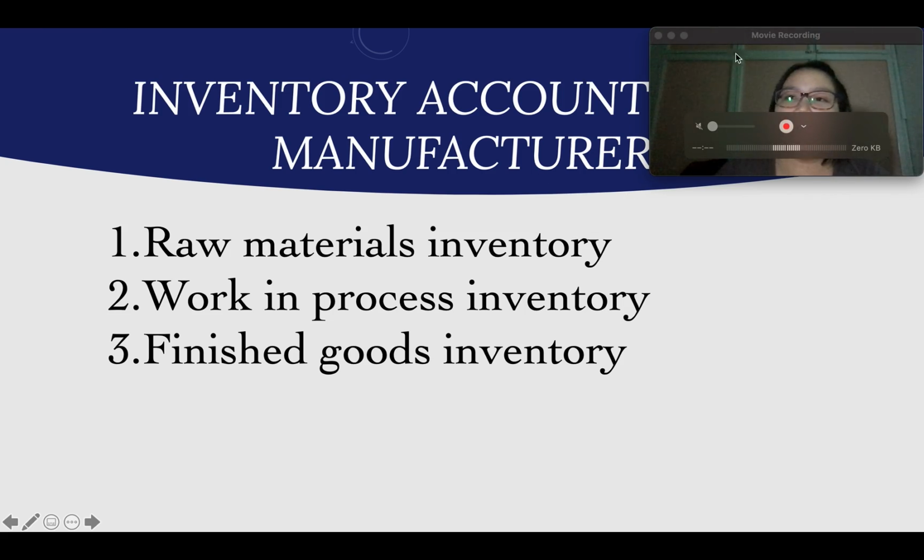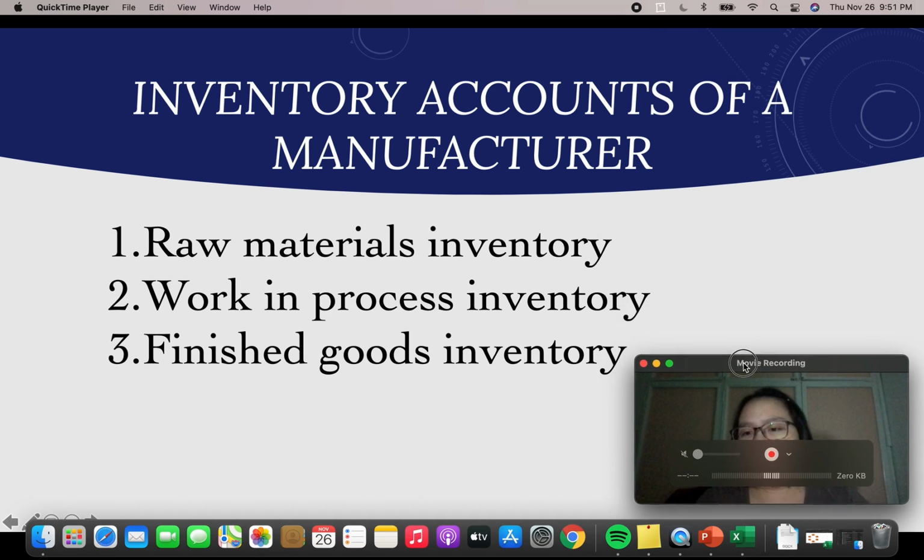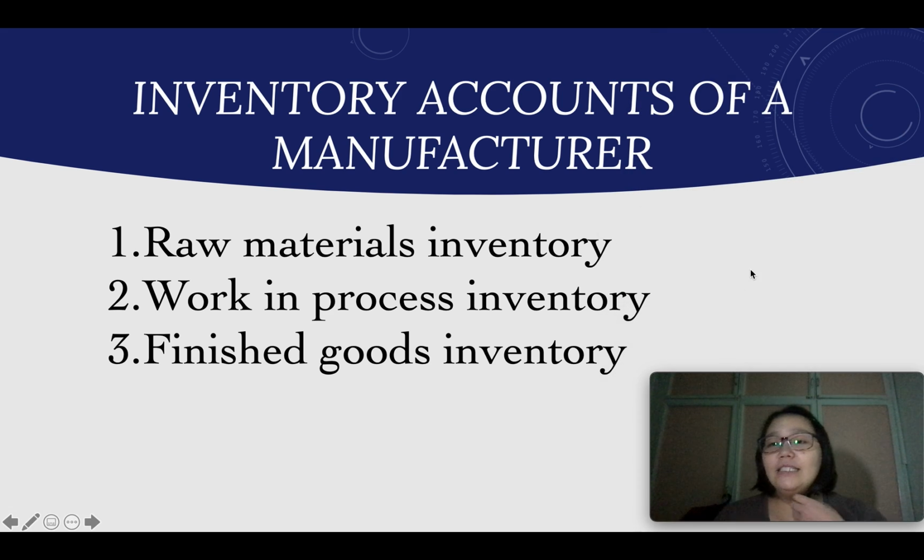Another difference between merchandising and a manufacturing business is that a manufacturer has three inventory accounts as compared to a single inventory account of a merchandiser. If you can recall, we have the merchandise inventory account for the merchandiser, but for the manufacturer, we have the raw materials inventory, work in process inventory, as well as the finished goods inventory.